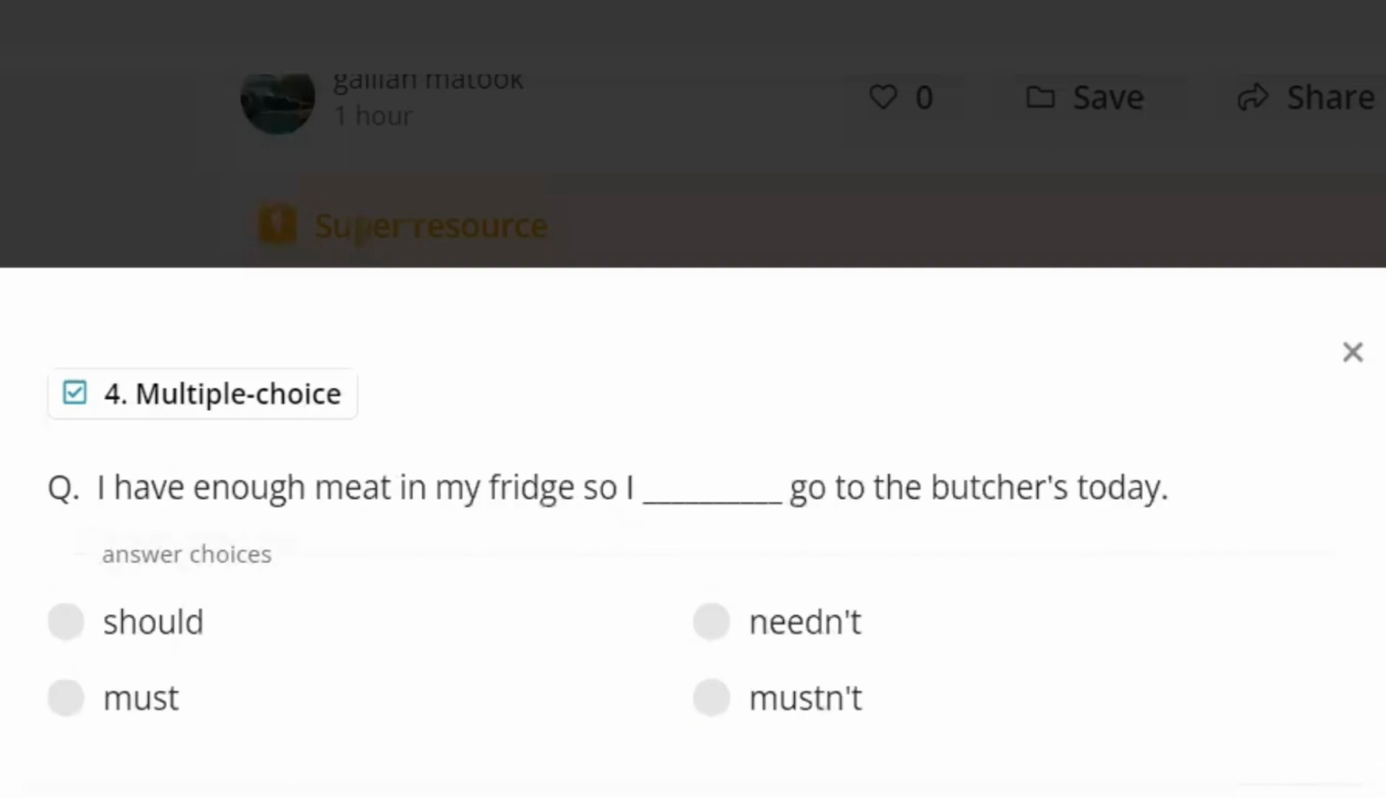Another one. I have enough meat in my fridge, so I dash go to the butcher's today. I have enough. So there is no need to buy meat. So I should or must or needn't or mustn't. Yes, excellent, needn't. I don't need, so I needn't go.